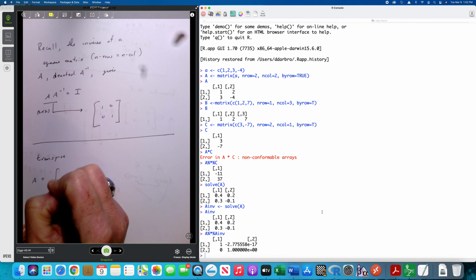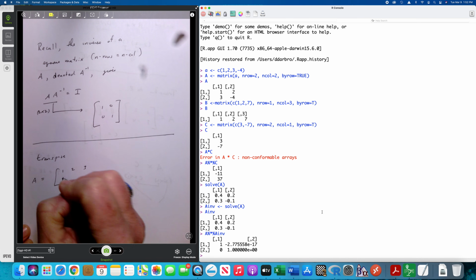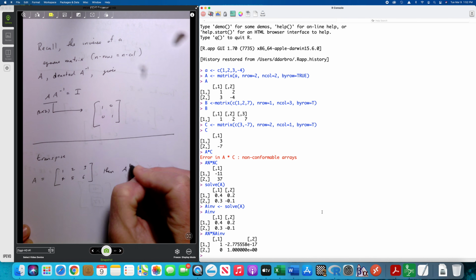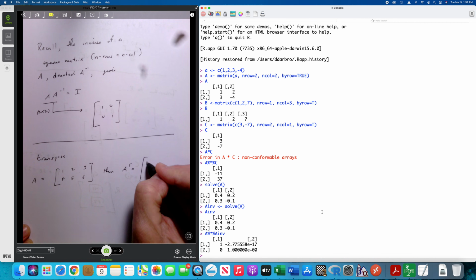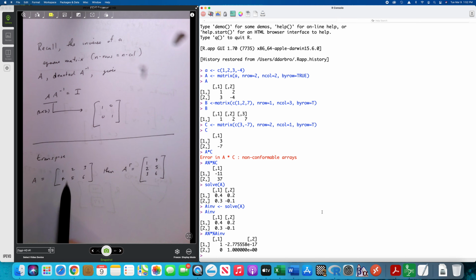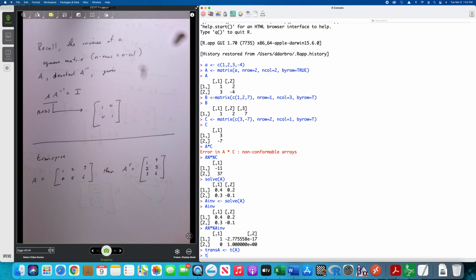So if A is equal to 1, 2, 3, 4, 5, 6, then A transpose would be equal to 1, 2, 3, 4, 5, 6. So it takes the rows and makes them columns, and it takes the columns and makes them rows. So if I want to find the transpose of A, I just use T parentheses A.